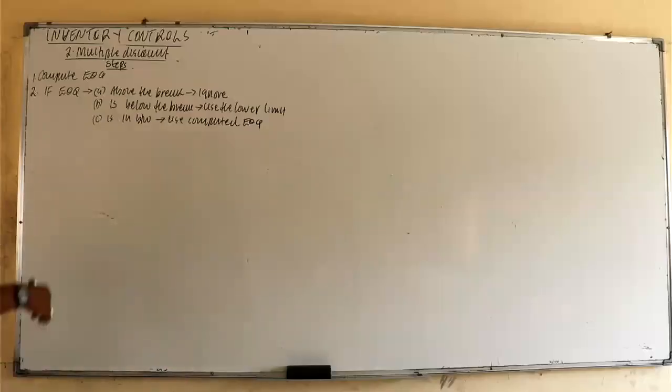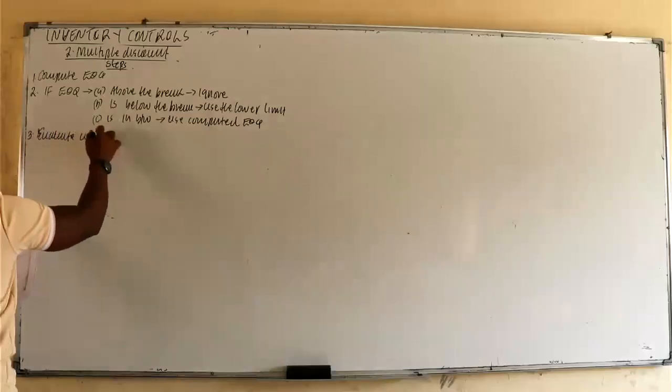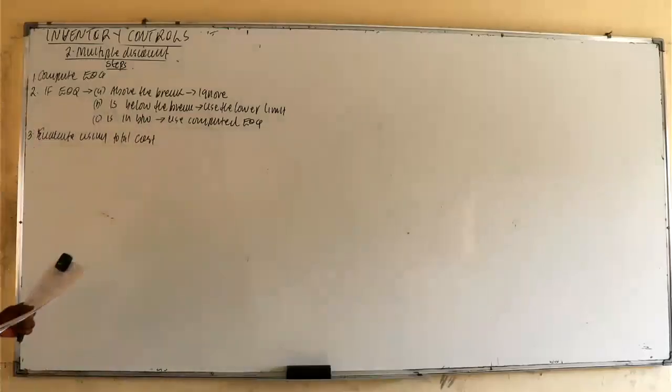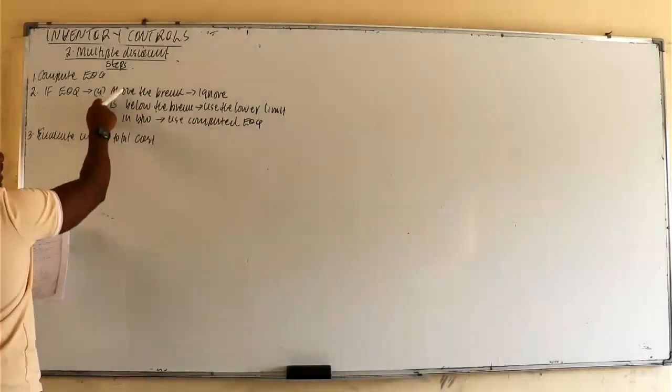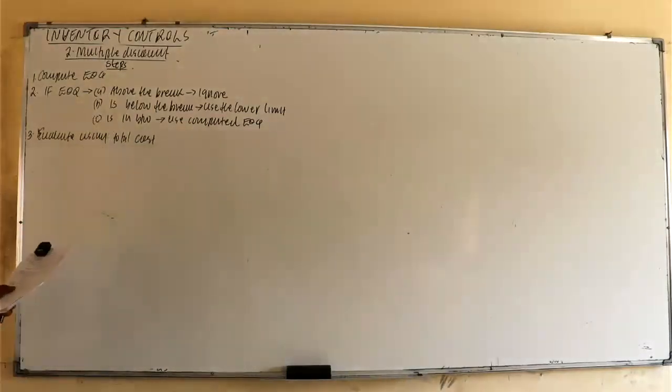And then from there, once you have that, number three, evaluate using the total cost. Those are the steps. Step number one, determine the EOQ. Now that EOQ is what will help you to determine which EOQ to use when determining the total cost.